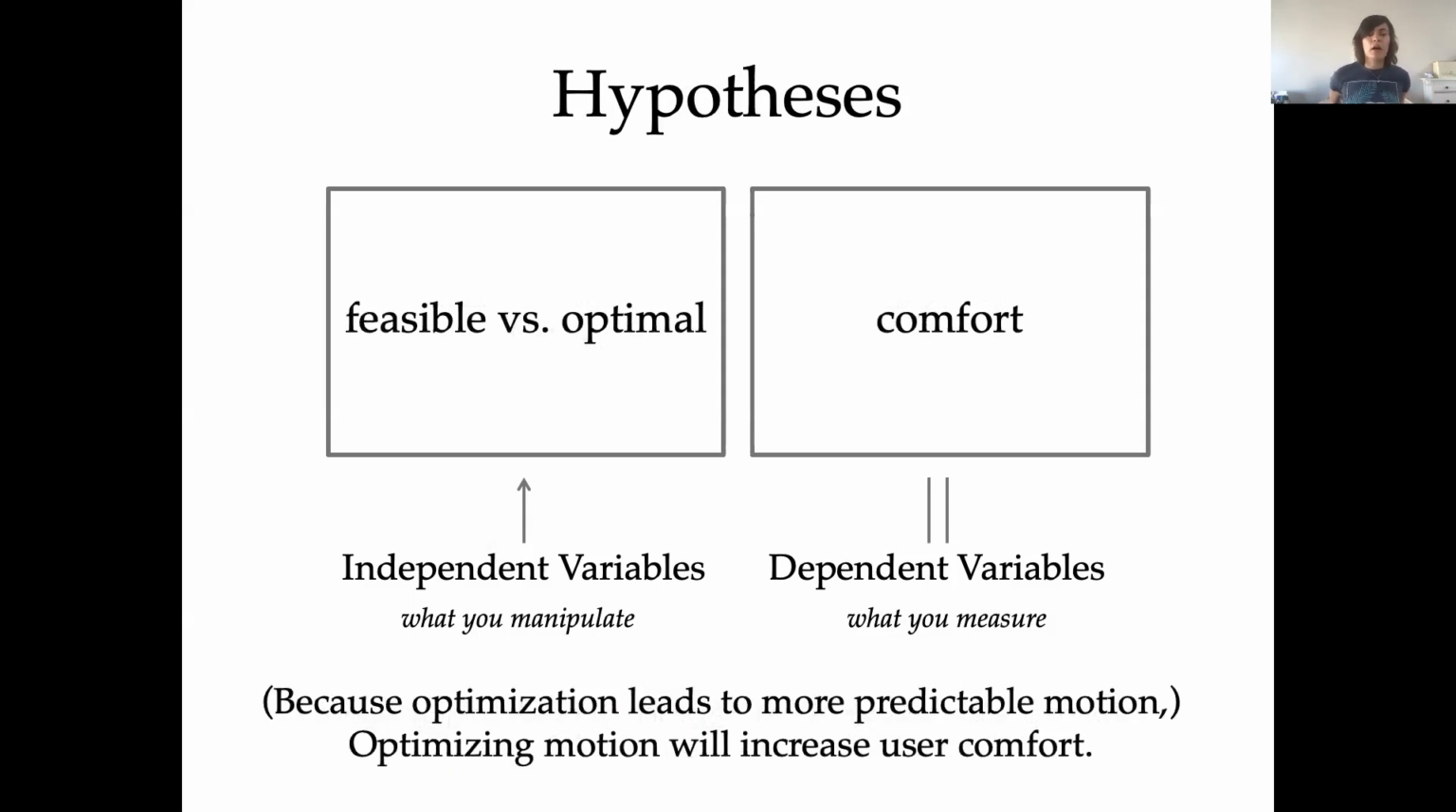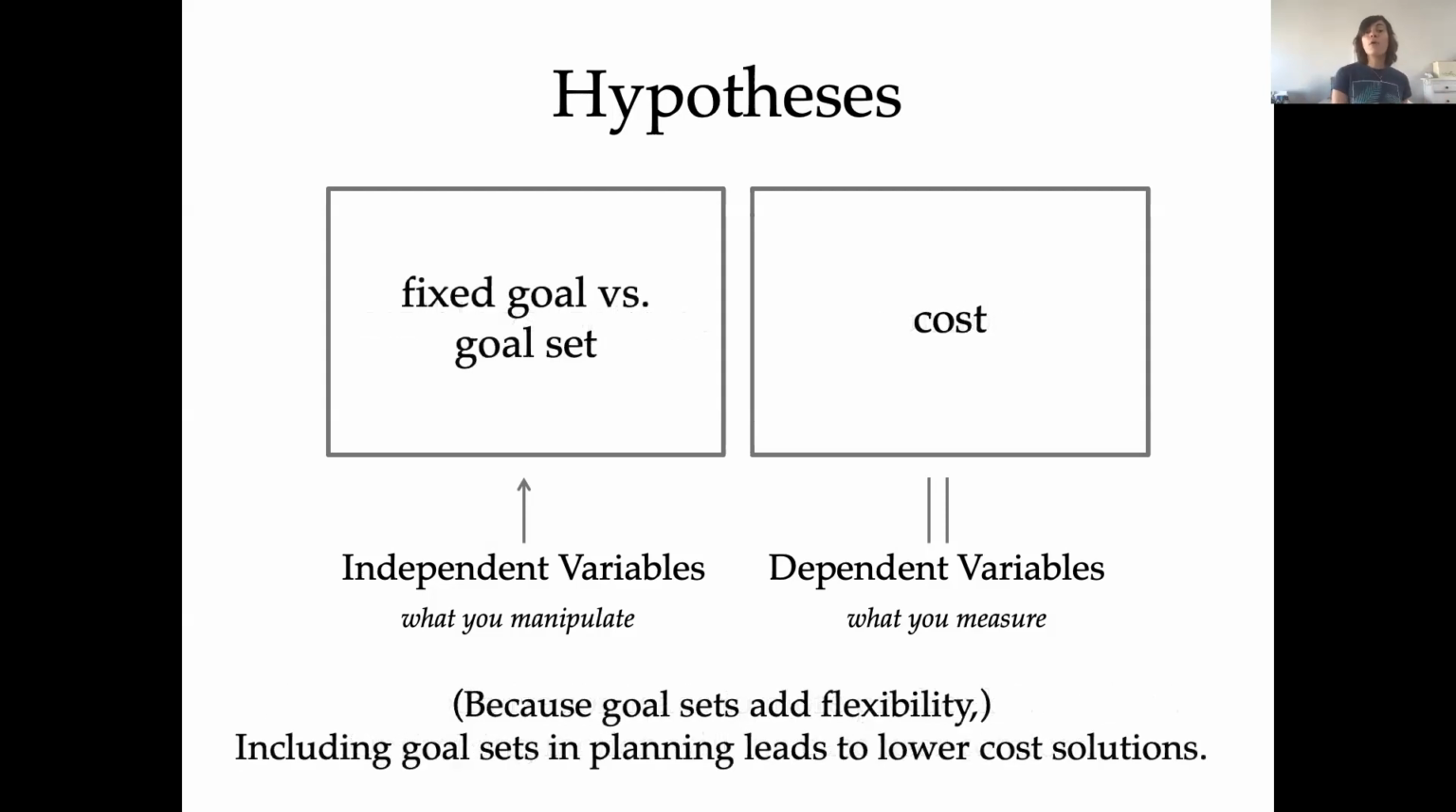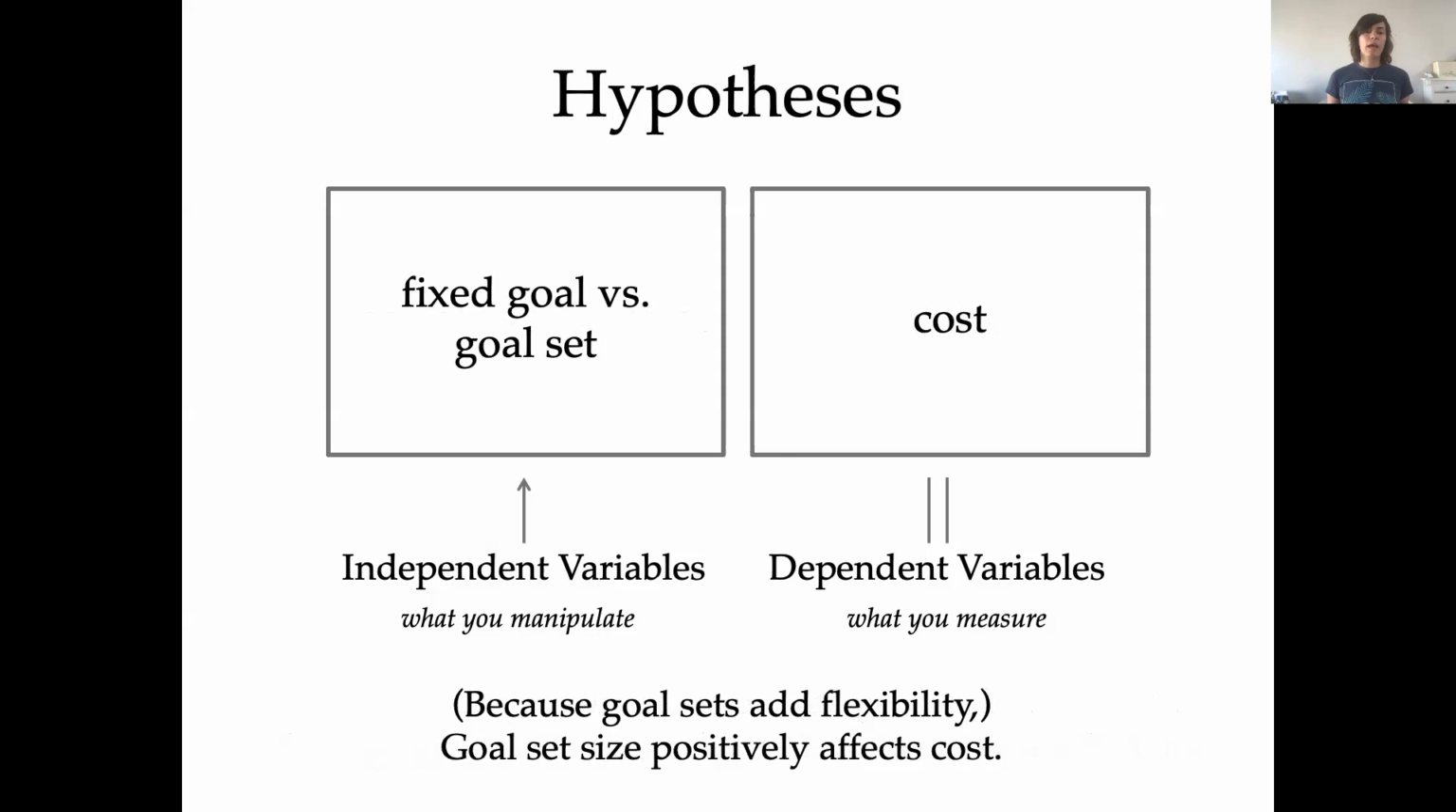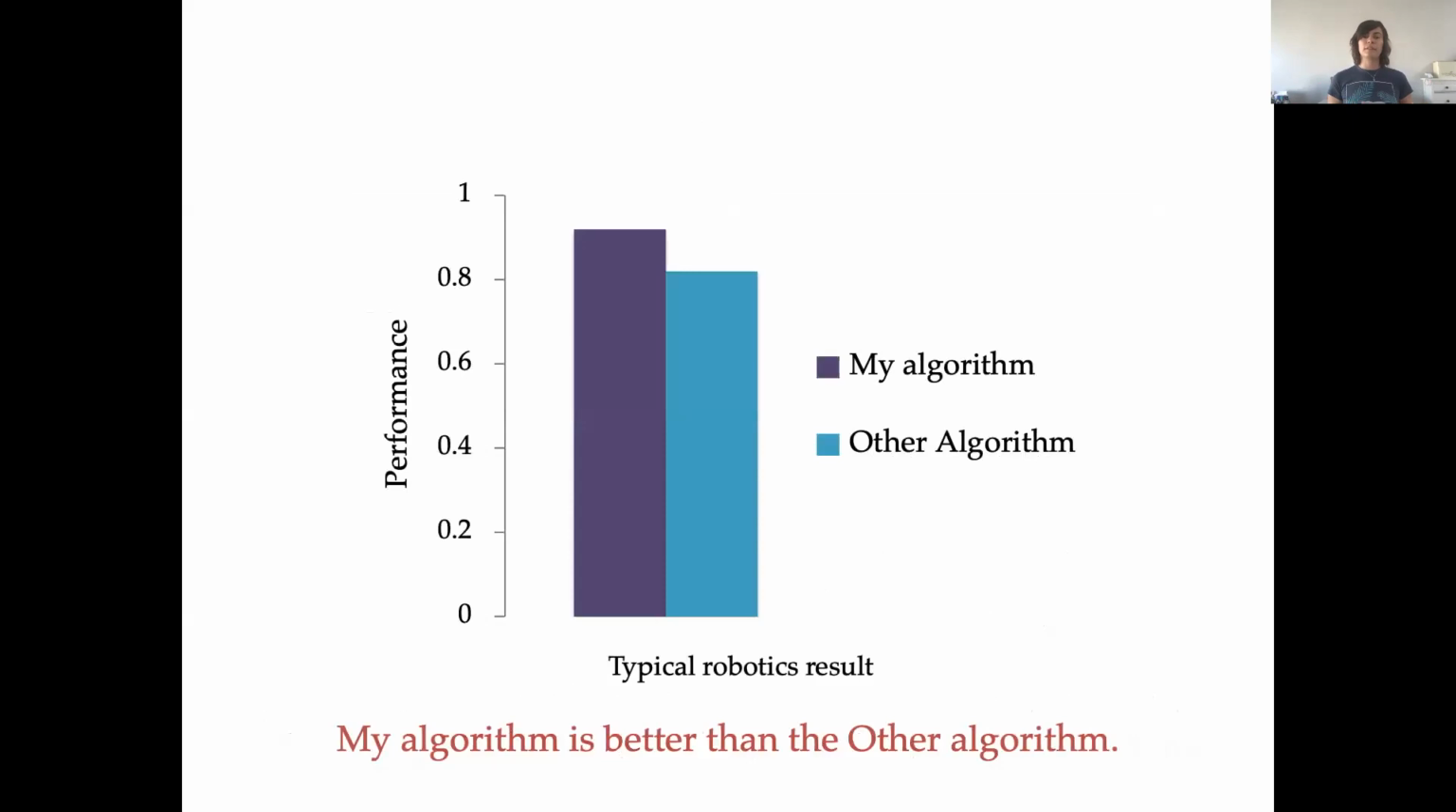And so examples are: optimizing motion will increase user comfort, or including goal sets in planning leads to lower cost solutions. Notice it's not, I have an algorithm and it's better than the other one. It's the effect that an independent variable has, or maybe you can say goal set size positively affects cost. And the reason I'm making a big deal out of this is because a lot of times when I look at robotics papers, they read something like this, right? There's going to be my algorithm, the other algorithm. I test mine, I test the other one, mine is better, end of story.